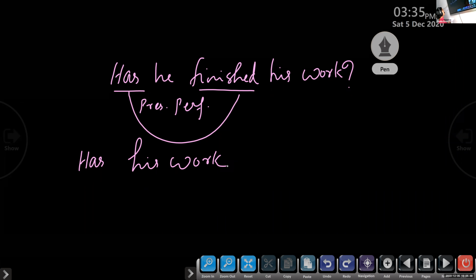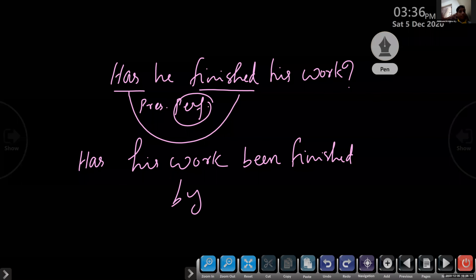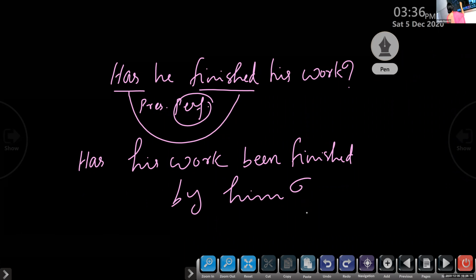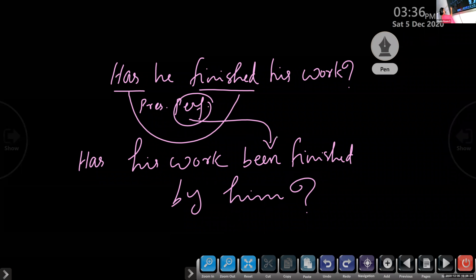The problem is, this is actually in present perfect tense. You have 3 tables with you. Check the table of present perfect tense. Something is missing here. One word is missing. What is missing here? Has his work been finished by him. Very good. Is he right, children? Yes, ma'am. He is absolutely right. The sentence is perfect, so you can use the been form here. Has been finished.